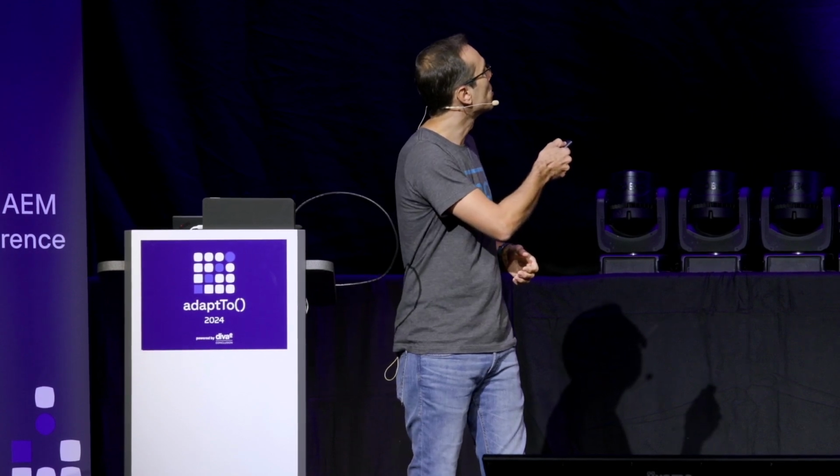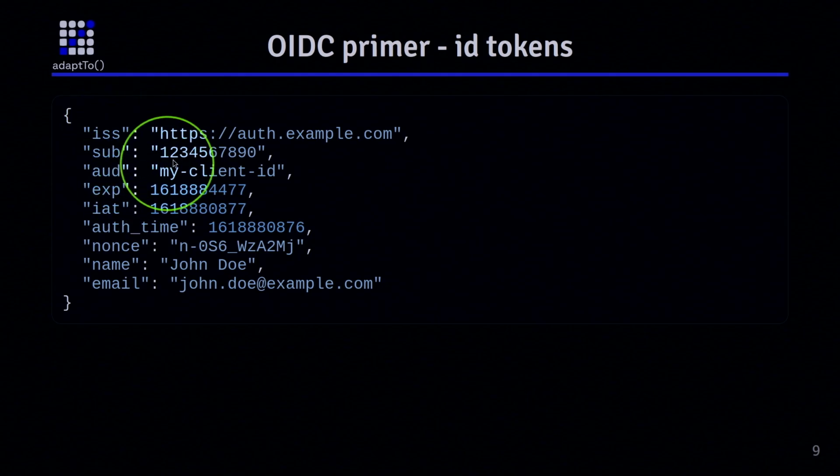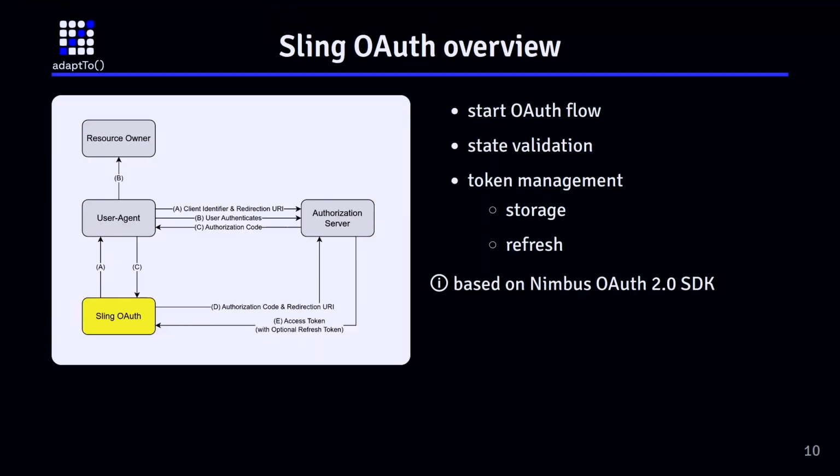There's an issuer that says this is the one that generated the token. This is the one that is supposed to read it. This is when it expires, and finally, these are some claims. This is the user that I have authenticated. Okay, so where does Sling fit in?